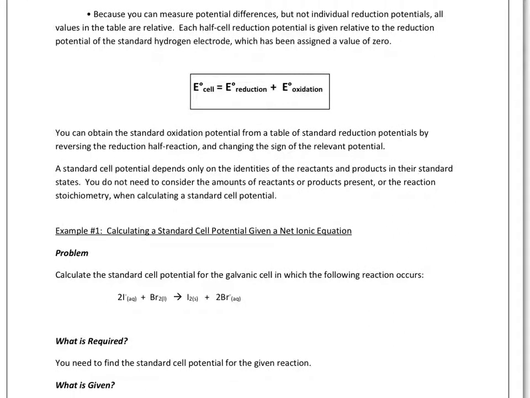The formula that we'll be using in this section to calculate the cell potential is given as: potential of the cell is equal to the standard potential of the reduction half reaction plus the standard potential of the oxidation half reaction. Remember, however, that the table is given as reduction. So you would need to flip the reaction and the sign before you actually plugged it into this equation.